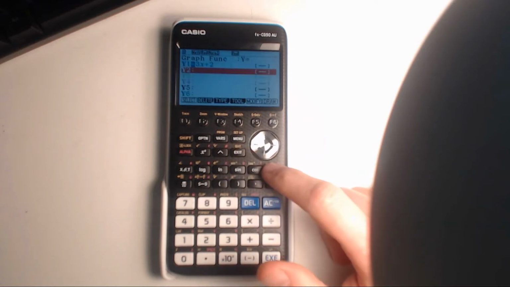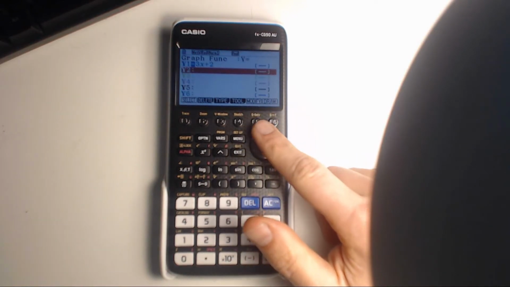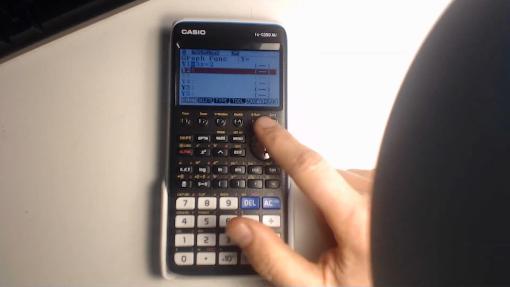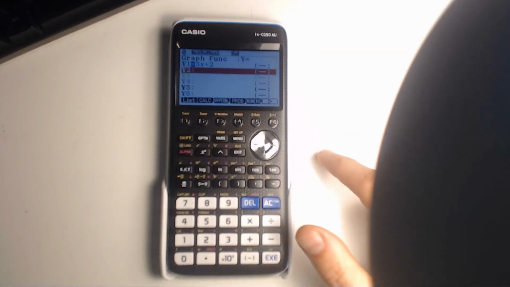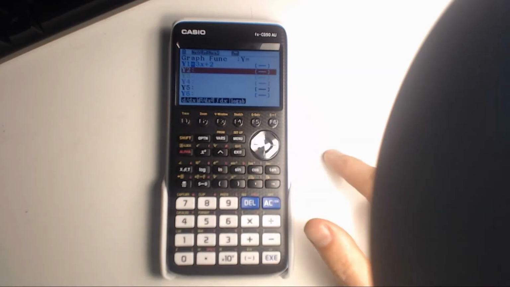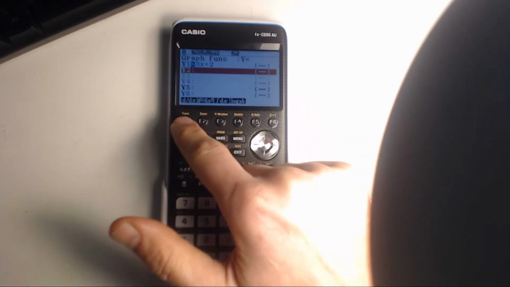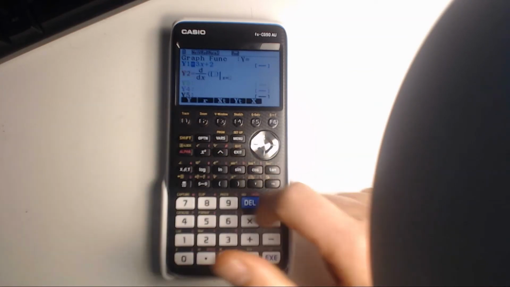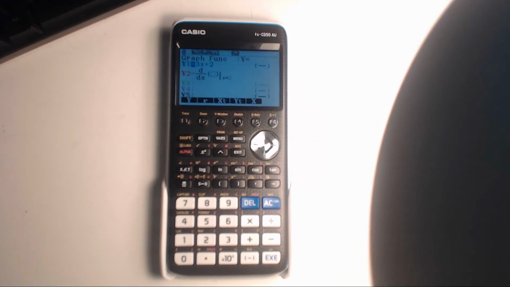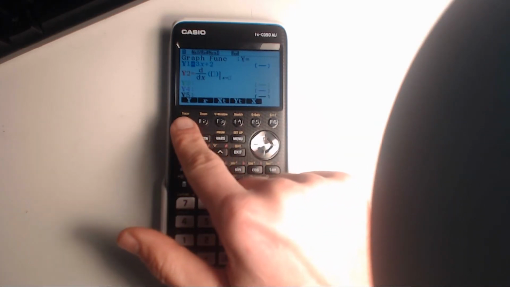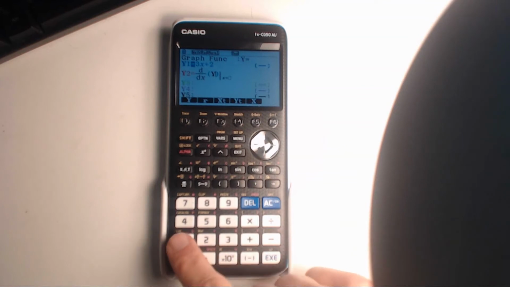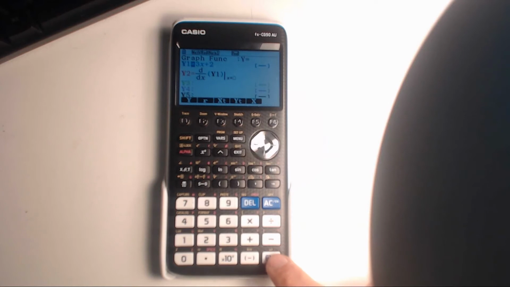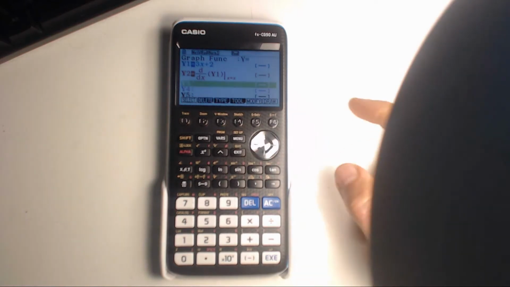So I'm going to go exit, and then to find the derivative of this function, I'm going to go down to y2, press option, press calc, and then use this derivative notation here, d over dx. Then I'm going to say that I want to find the derivative of y1, and then I'll go like that.